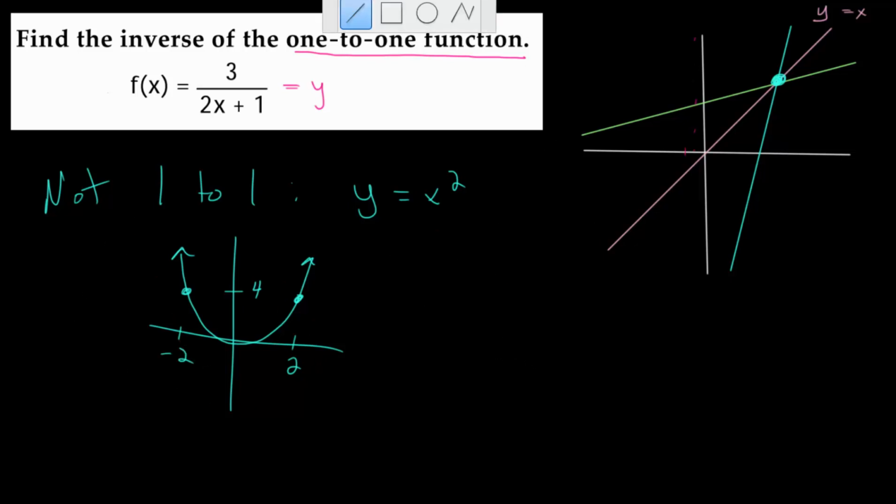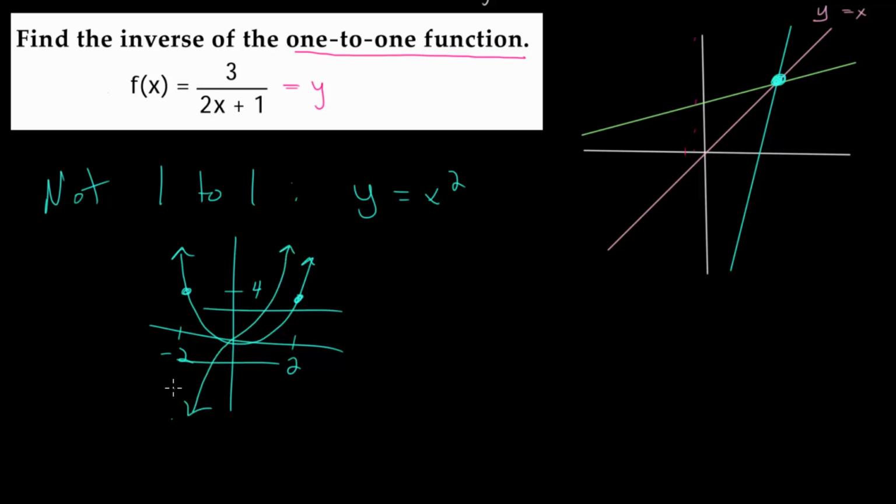In fact, it fails what we call the horizontal line test. If we draw a horizontal line at any point, if it passes through the curve at 2 points, then it's not one-to-one. But if it only passes through at 1 point, which it would if this were, say, a cubic function, the horizontal line test would pass.